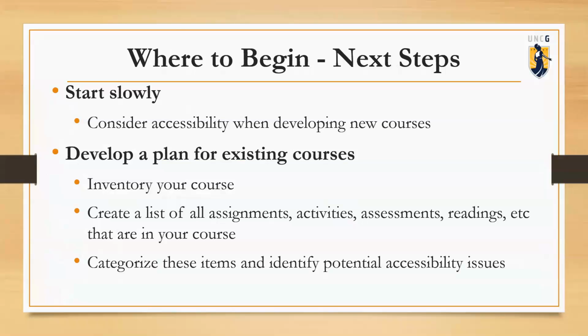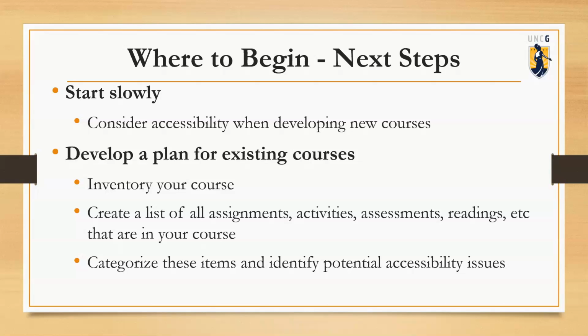Okay, so next steps with beginning that process to remediate or to create accessible courses. Again, you're not going to be able to make every course accessible all at one time, and it will take some time to make one course accessible. So you definitely want to start slowly. Again, consider accessibility as you're developing any new courses. And for existing courses, if you've decided to work on one, it's definitely a good idea to develop a plan.